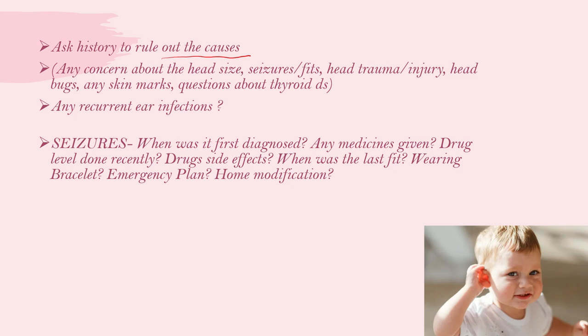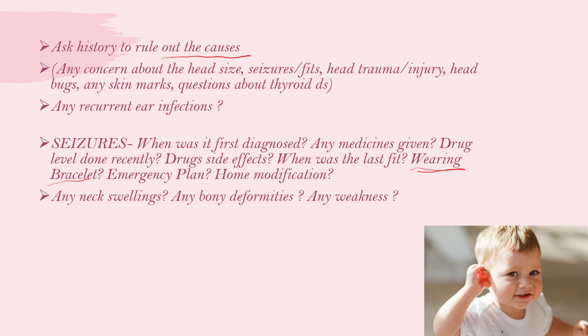And if the mother tells you that the child has seizures, then you need to put further questions to inquire when it was diagnosed, where it was diagnosed, what medication was given, whether a drug level was ever done, any side effects of the drugs they have noticed, and when was the last seizure. In the UK, in some conditions they wear medical alert bracelets, and seizure is one of them. So inquire if he's wearing the bracelet, and if they have any emergency plan, any home modifications done for that.